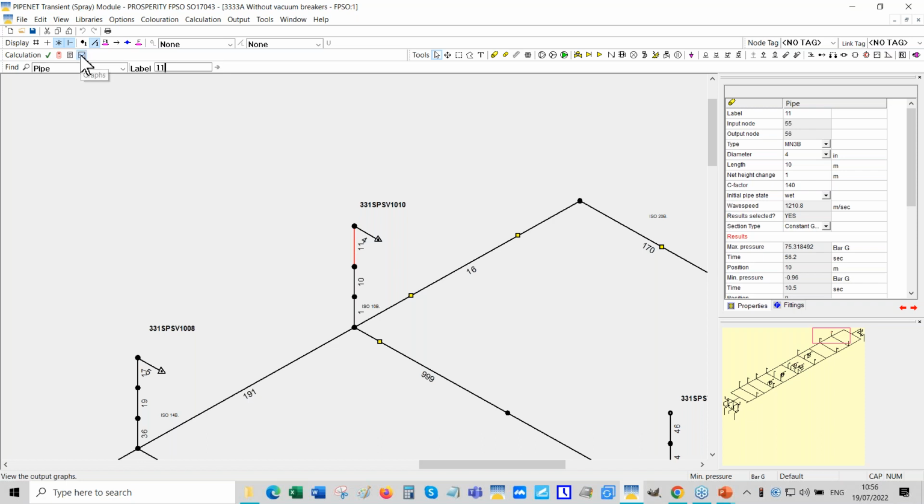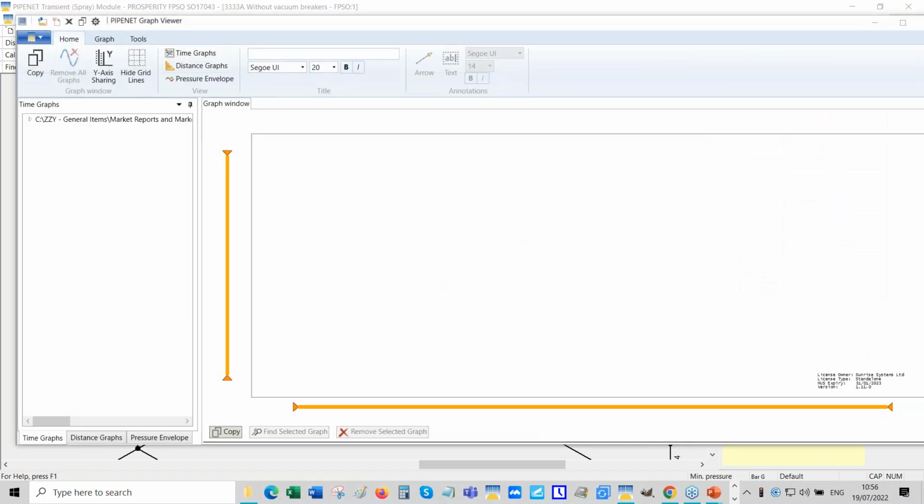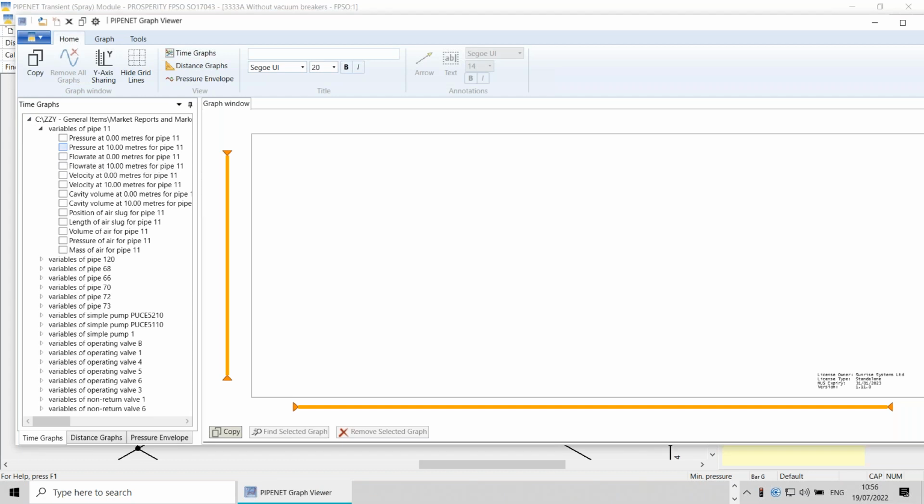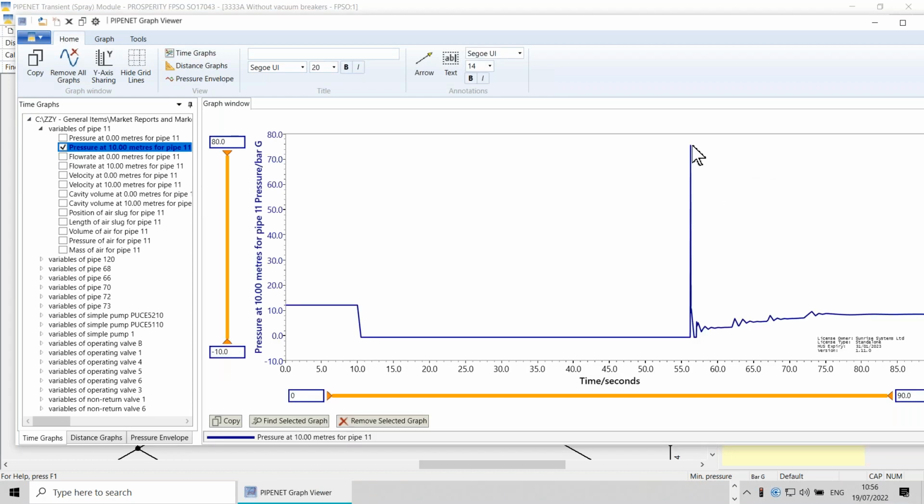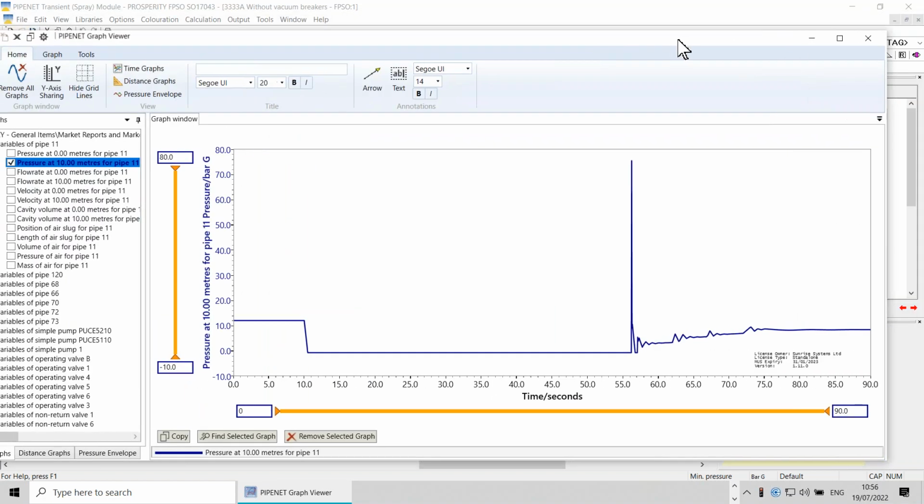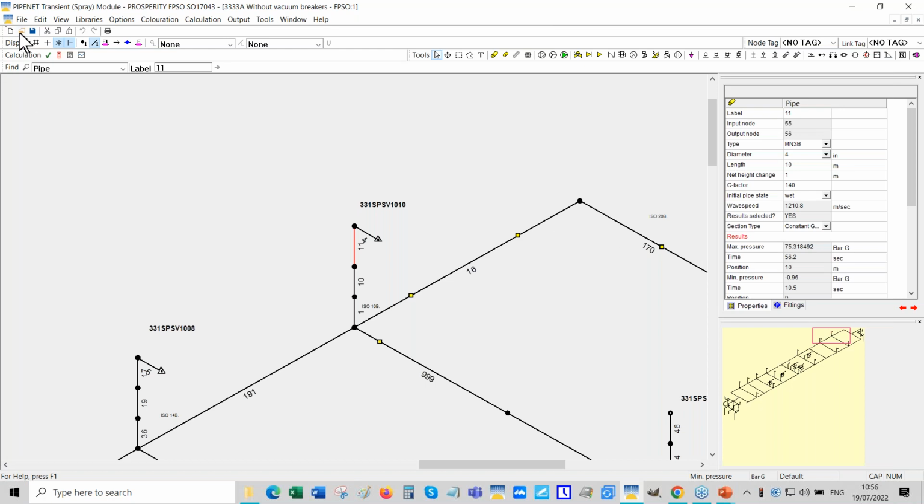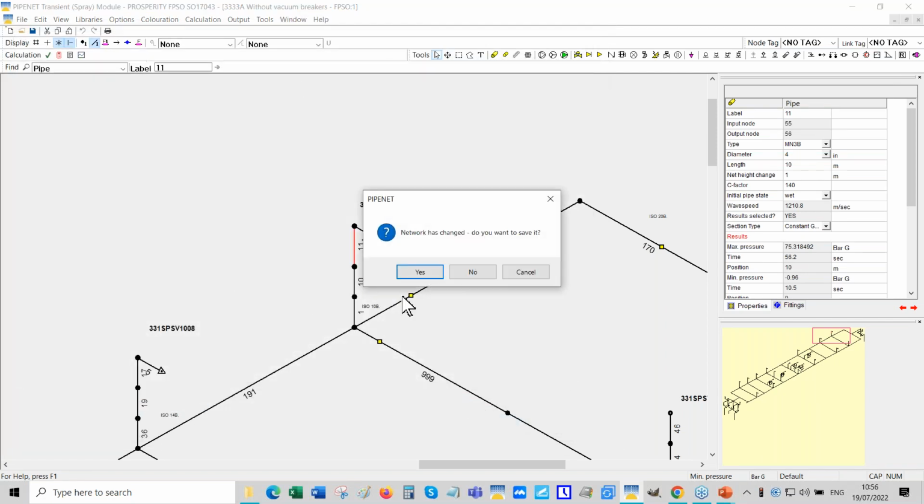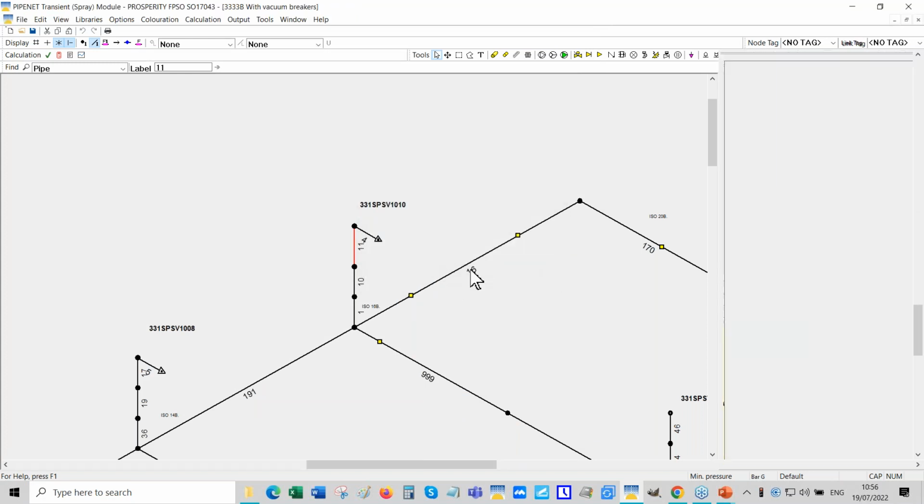So if we have a look at pipe 11, it is at the outlet of pipe 11. The pressure goes above that. Okay. So what are we going to do? One classical solution with fire protection systems is to use vacuum breakers.